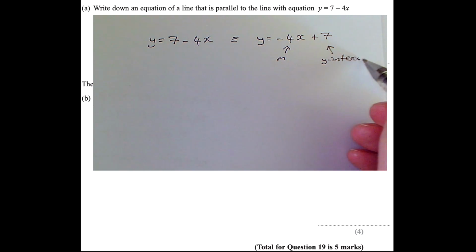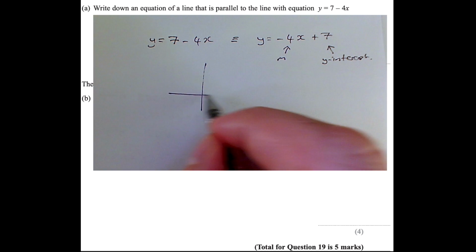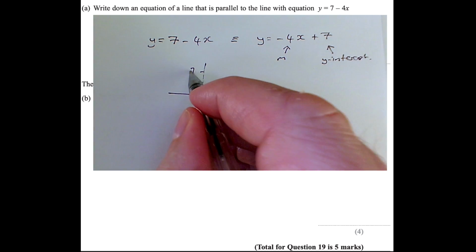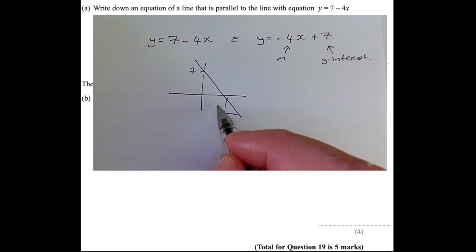So let's draw a couple of axes. Mark on 7. Now I've got a negative gradient, so we're going down to the bottom right hand corner of the graph, and we're going down 4, aren't we, for every one we go across. That's what the graph looks like.